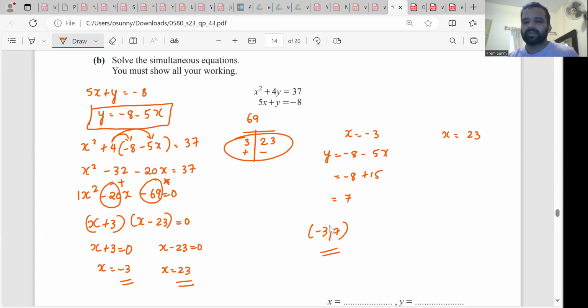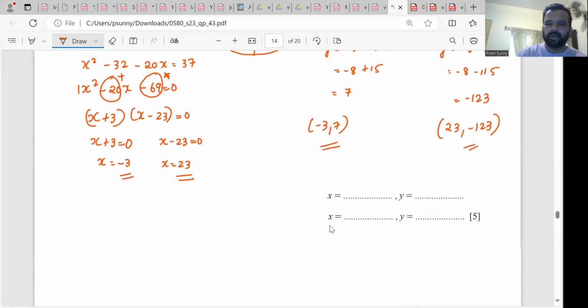When x is equal to 23, again take the same thing. Y is equal to minus 8 minus 5x. So that is minus 8 minus 5 into 23. Minus 5 into 23 is minus 115. So minus 8 minus 115 is minus 123. So I'll get the second point here. When x is 23, my y value is minus 123. This will be your answer. You can just put it here. When x is minus 3, y is 7. When x is 23, your y is minus 123.